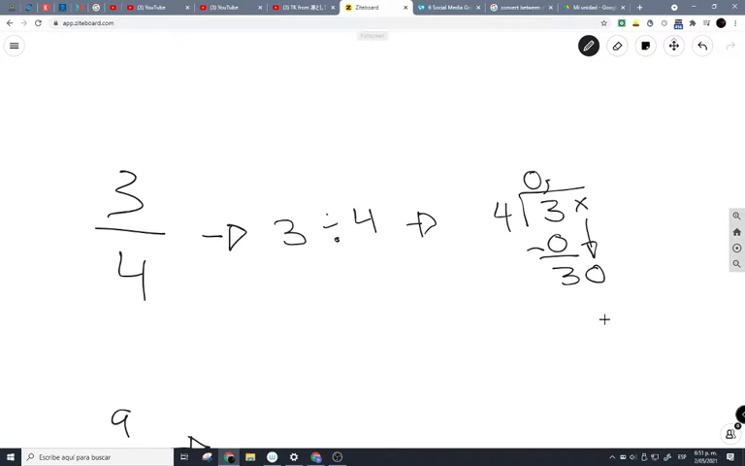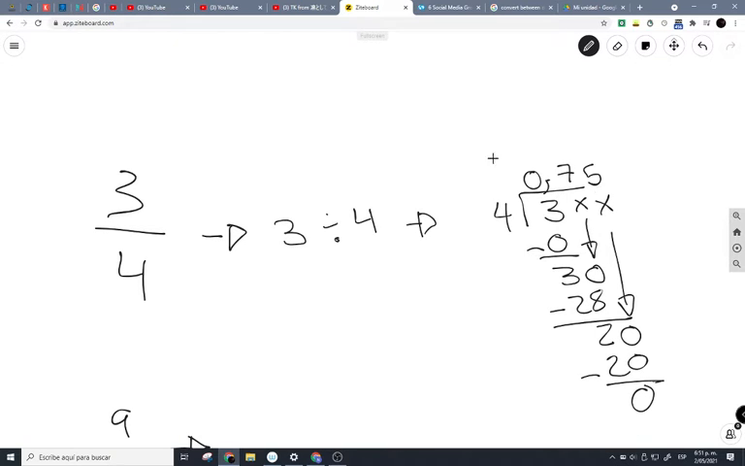So 4, how many times does it fit in 30? Well, 4 fits 7 times in 30. 7 times 4 is 28. We subtract, we get 2, and since there's nothing to drop down again, we put a 0. 4 fits in 20 5 times. 5 times 4 is 20. 20 minus 20 is 0, and we finished.